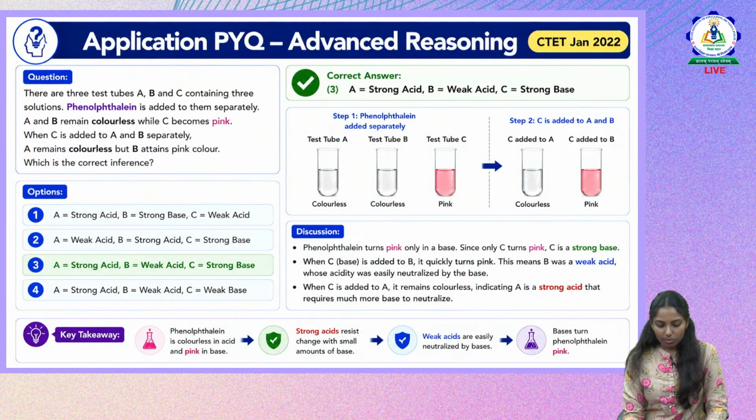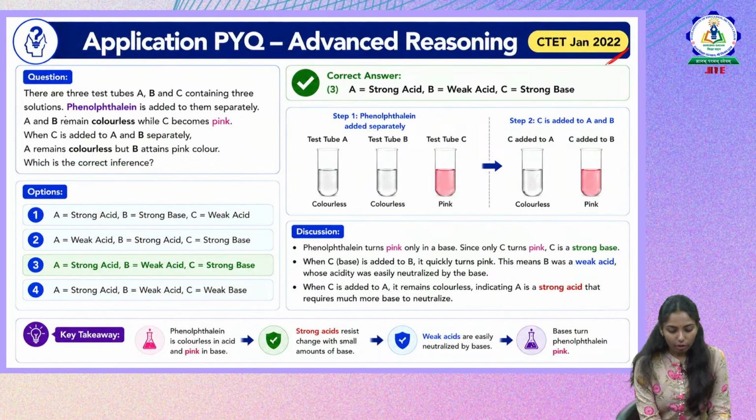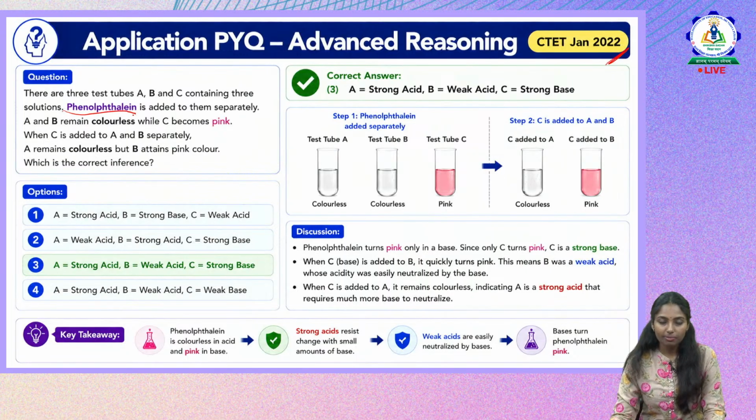Okay, so let's move to the next question that we have. It's from 2022. The question here is: there are 3 test tubes A, B and C containing 3 solutions. Now phenolphthalein is added to them separately. So there are 3 test tubes A, B and C, and phenolphthalein, an indicator, was added to all the 3 test tubes separately. They were not mixed. Okay.